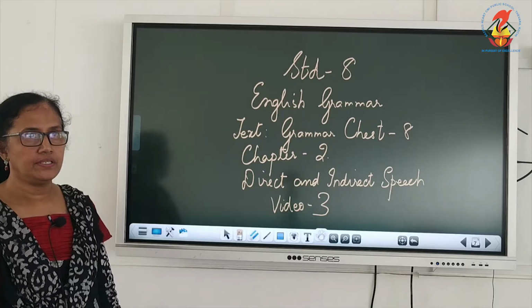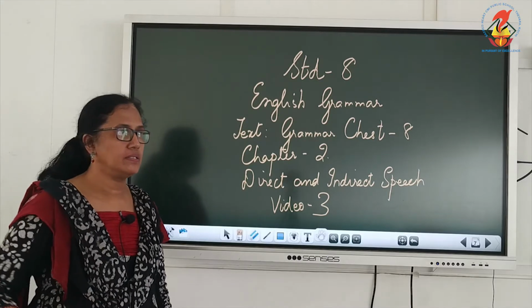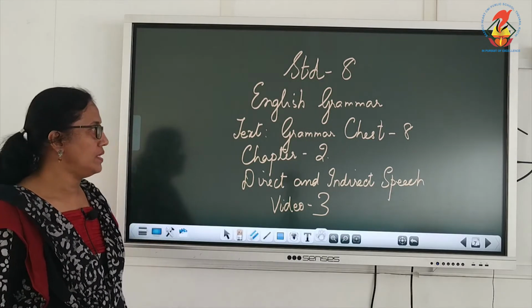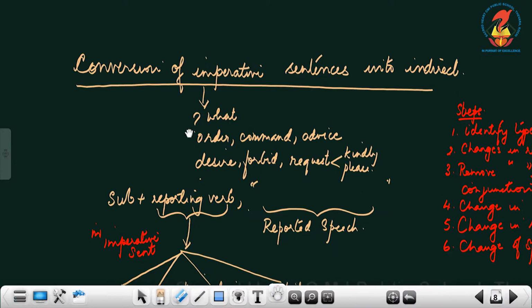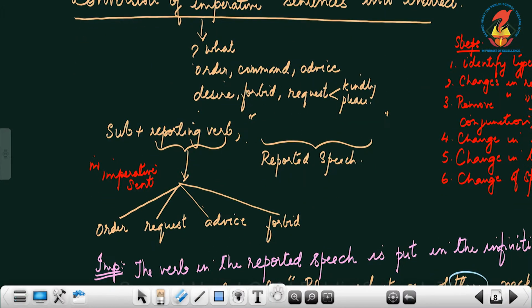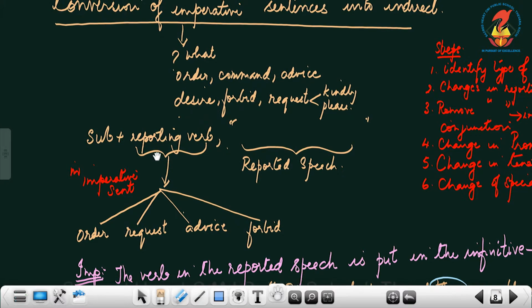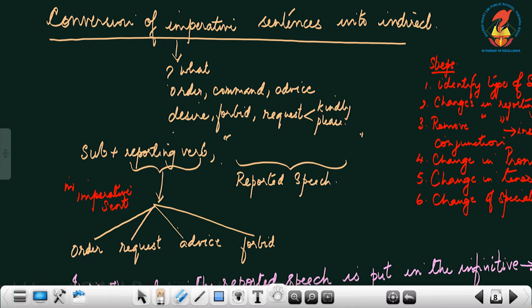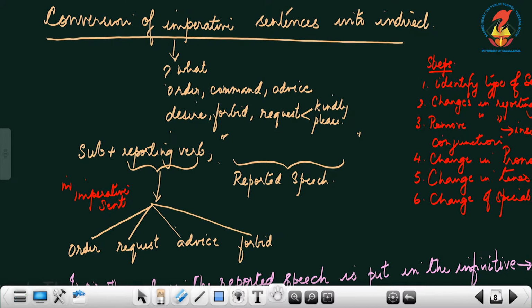Hello children, continuing with our lesson on direct and indirect speech, moving on to module 3. In this module we are going to be learning how to convert imperative sentences into indirect sentences. Now, what do you understand by the term imperative sentences? What do you mean by imperative sentence?